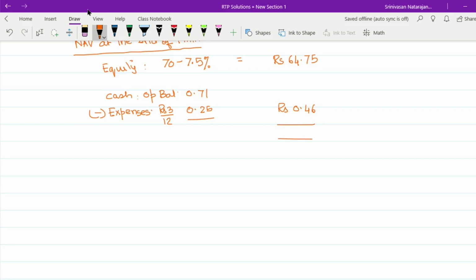Now the sum total of both of this will give us the NAV at the end of the month. Now if we add both of this, we'll get 65.21. So this is the closing NAV of the month, that is NAV at the end of 1 month for D mutual fund. Now we have to do the similar calculation for K mutual fund.